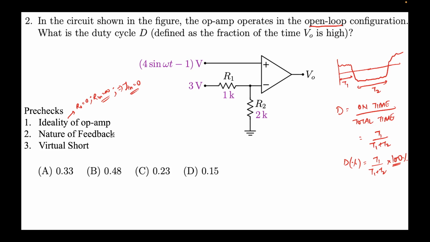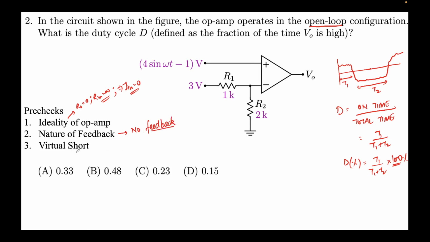Second, what you check is the nature of feedback. So what kind of feedback is there in the problem? How do you check that? You stand at the output and try to go to the input without going through the triangle of the operational amplifier. So how to get from V0 to either this terminal or this terminal? There's no direct way, right? There's no pathway around here. This means there's no feedback. So we'll see in this problem, no feedback.